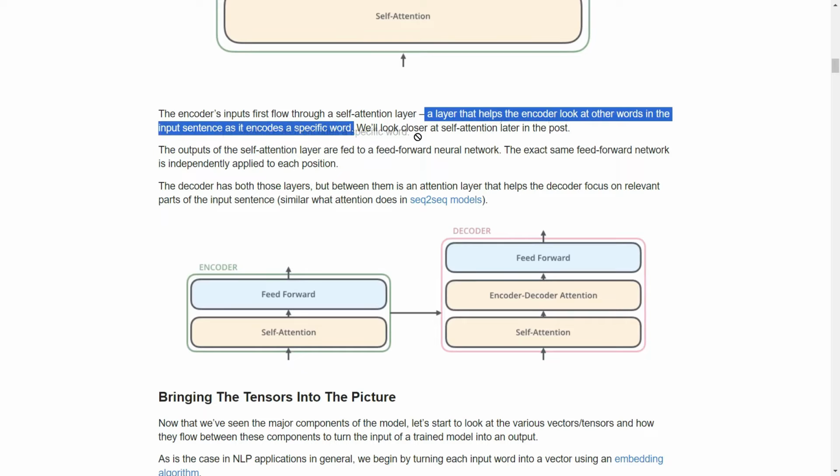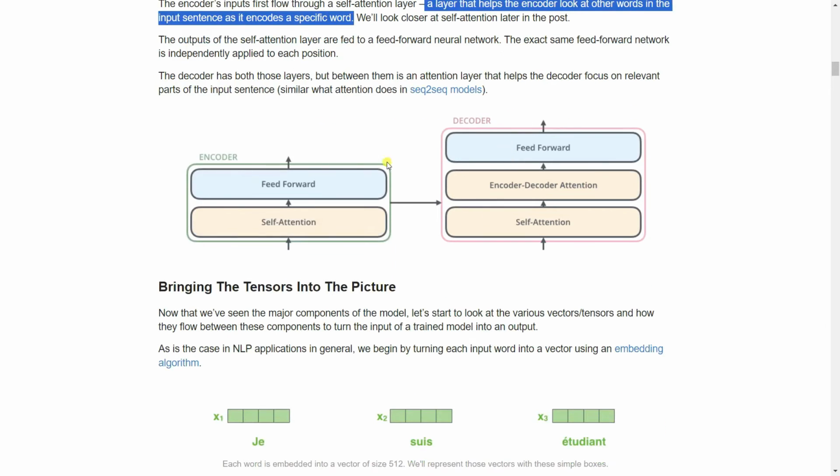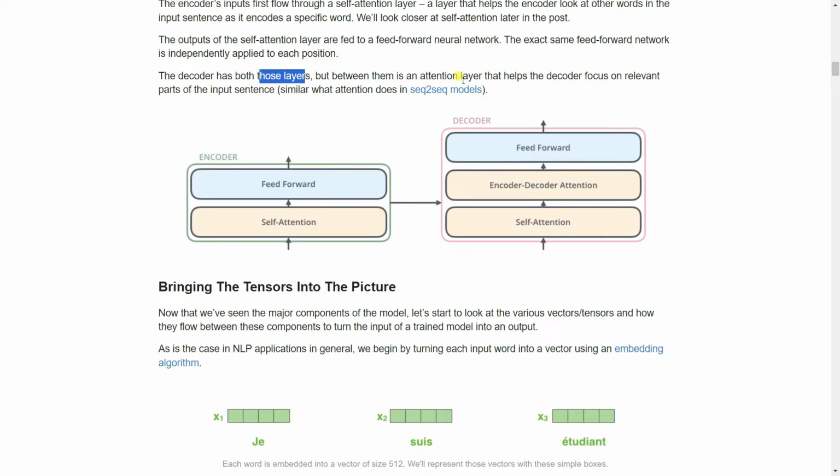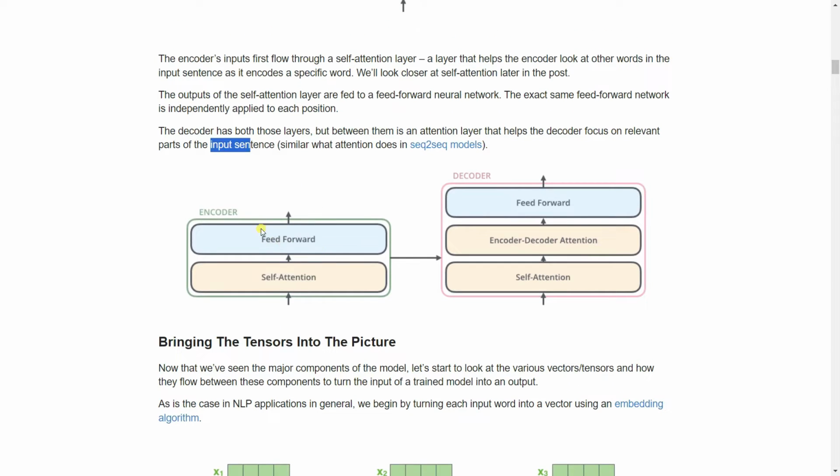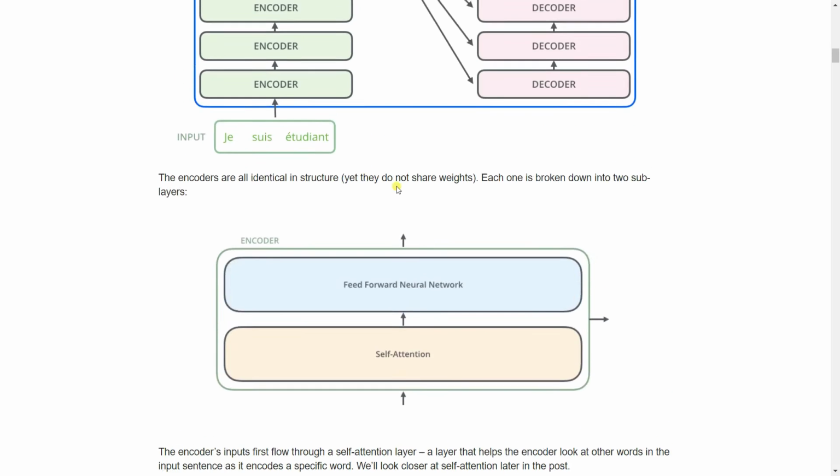So we will look closer at the self-attention layer later. Don't worry. So see one thing, the decoder has both those layers, but in between is an attention layer that helps the decoder focus on relevant parts of the input sentence. See one thing, one important tip. In the encoder, you have a feed-forward neural network and one self-attention. But in the decoder, you have an encoder-decoder attention in between the feed-forward neural network and the self-attention.